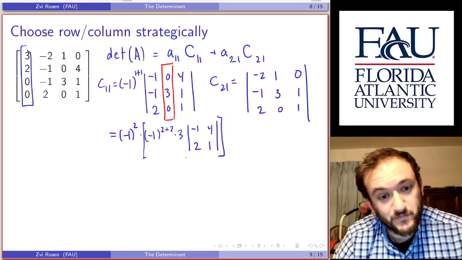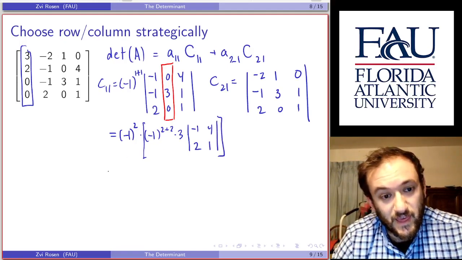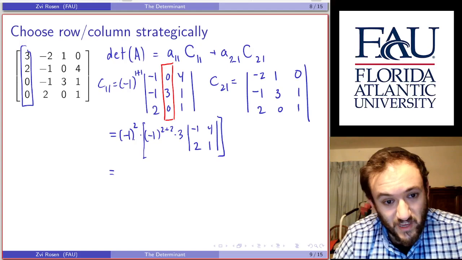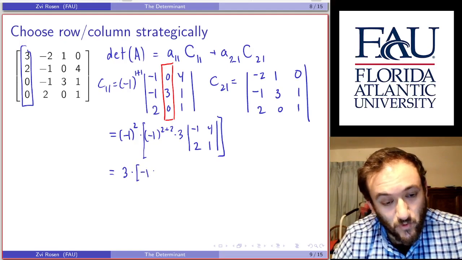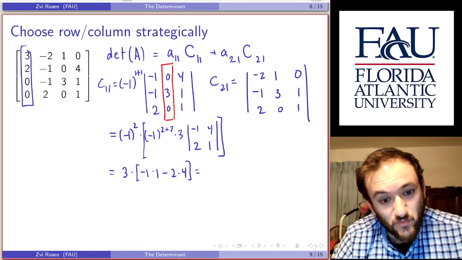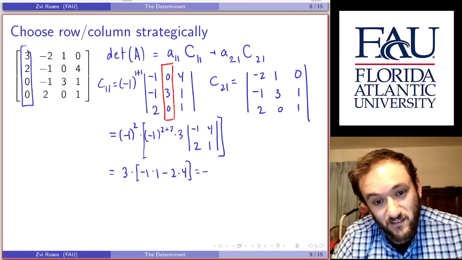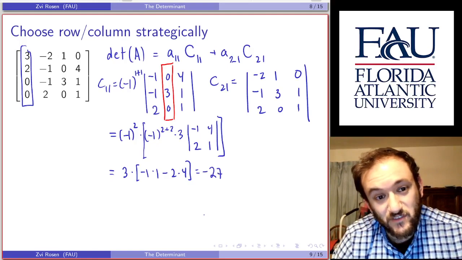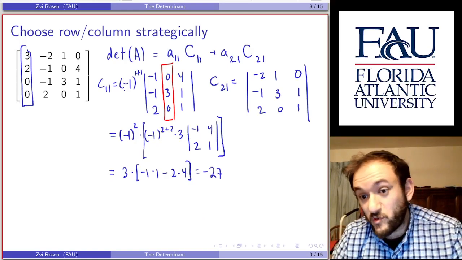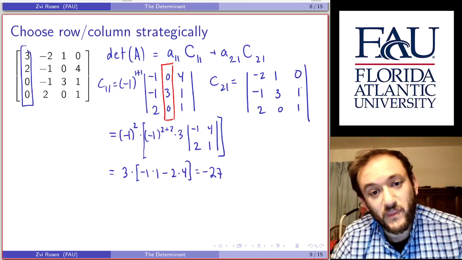Okay. And simplifying, so the minus ones go away, and we're left with 3 times minus 1 times 1, minus 2 times 4, which is minus 1 minus 8, or minus 9. This gives us minus 27, which is what we computed for C11 before.